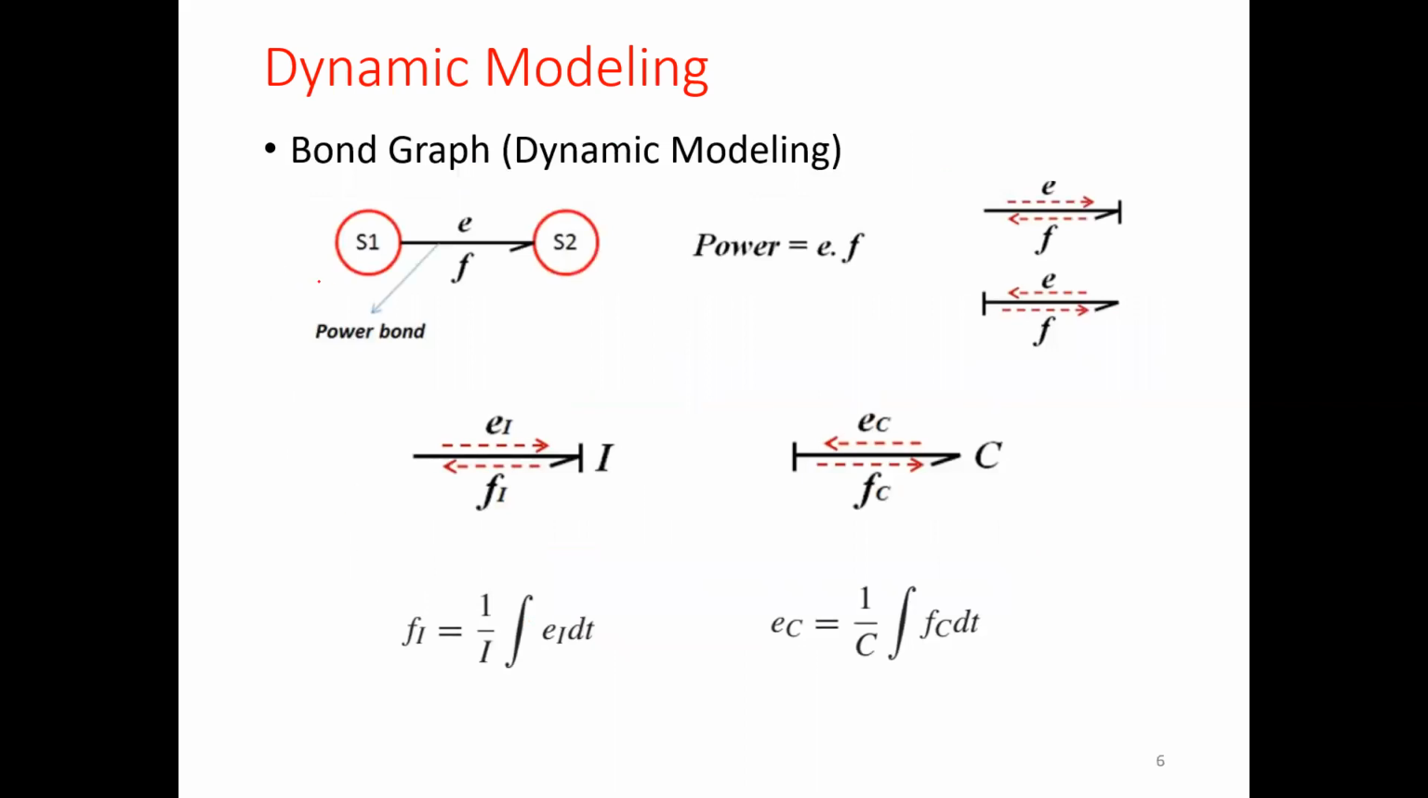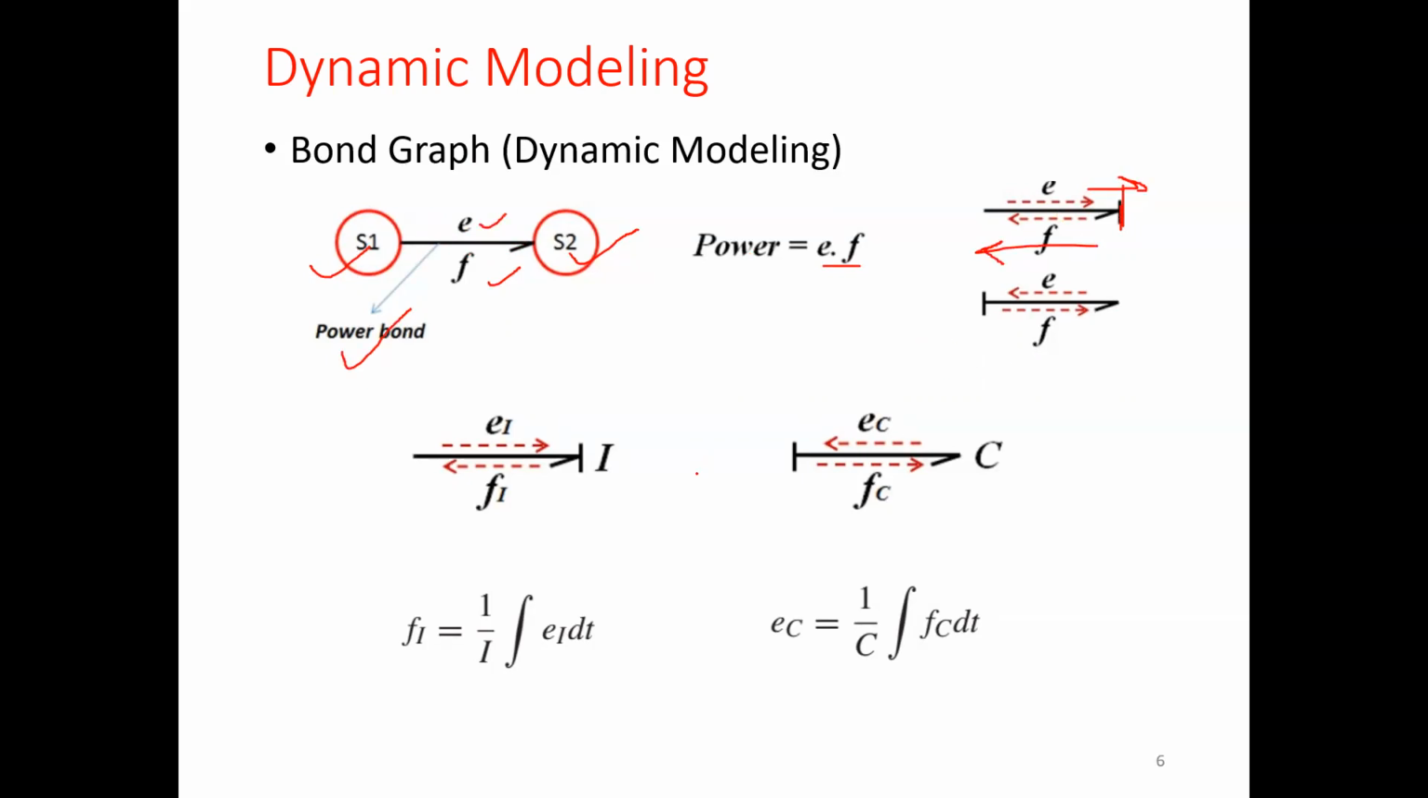In bond graph, for example, we have two systems of different domains, say S1 and S2. If they are in physical contact, they will exchange energy between them, and this exchange is represented by a power bond, represented by a half-headed arrow, which carries two power variables, effort and flow. The multiplication of effort and flow gives us power. The direction of effort is represented by putting a vertical stroke on the arrow. So this is the effort direction, and in the opposite direction we will have flow.